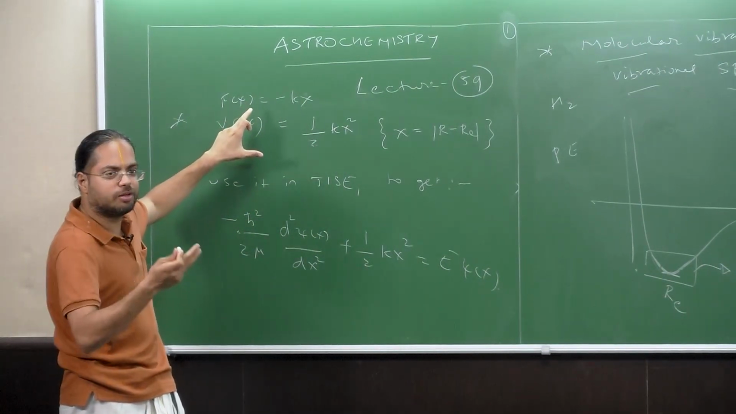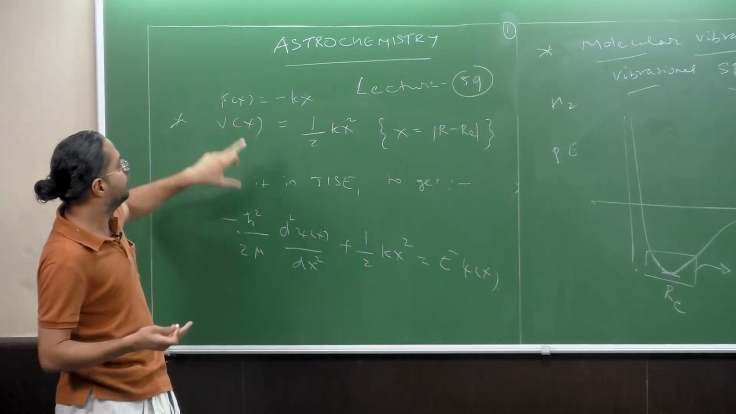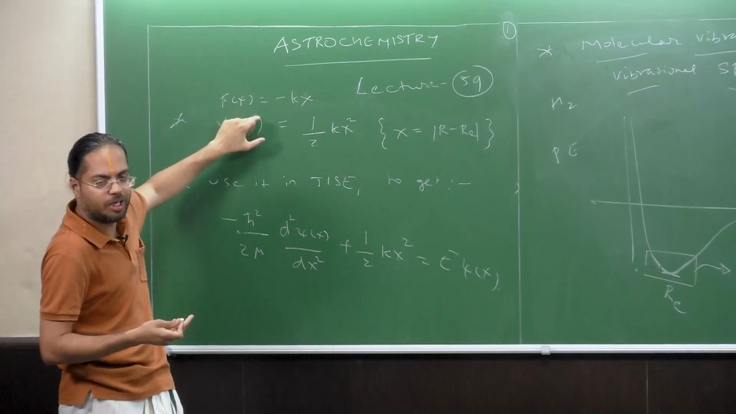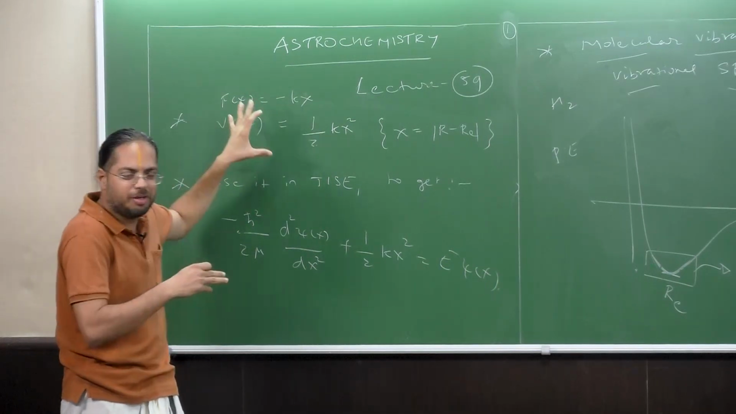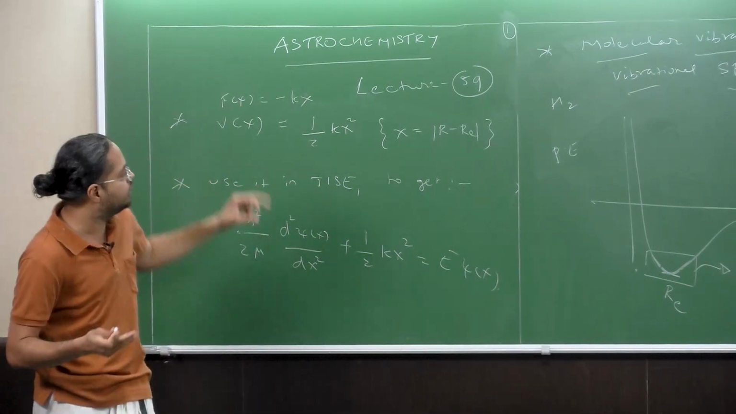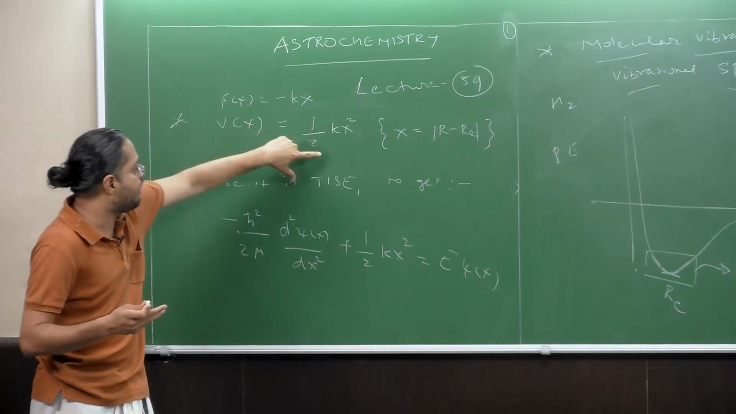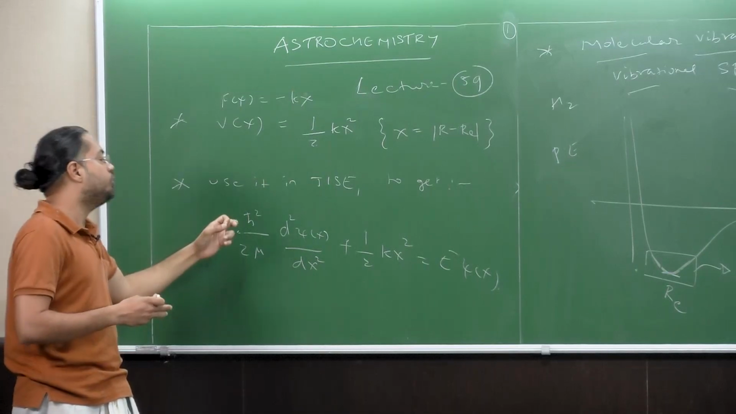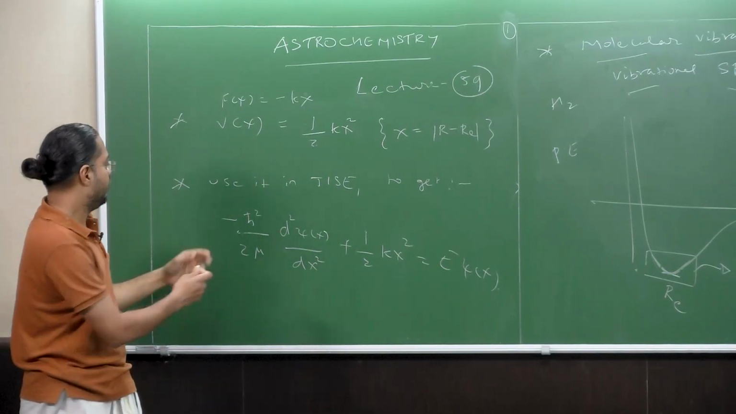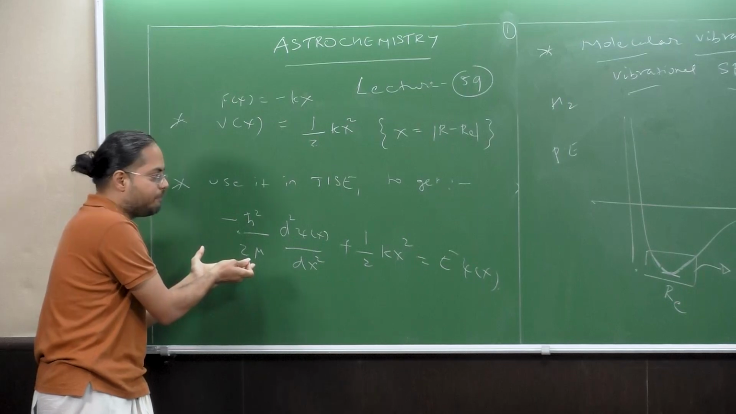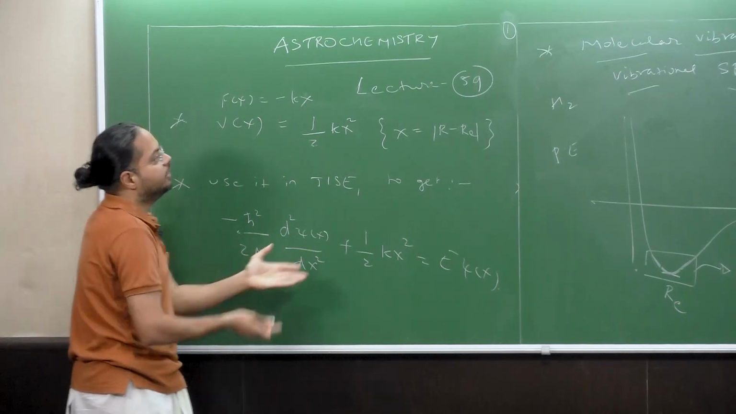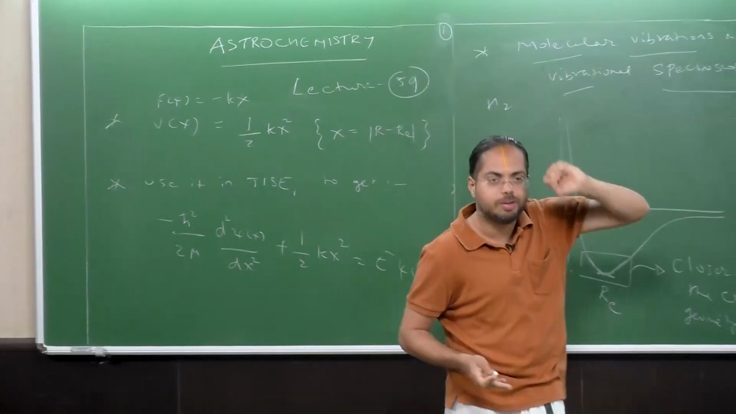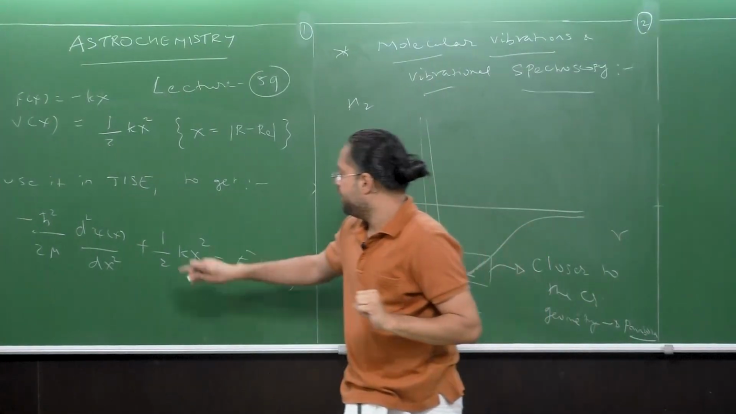Because it's a conservative force, F is negative dV by dr. From this you get this, and from this you get this. This is high school or introductory college level physics. So we get this form of the potential to describe the system. Now, this is the Schrodinger equation for the diatomic molecule whose vibration we are going to be describing. Now, this can be solved.